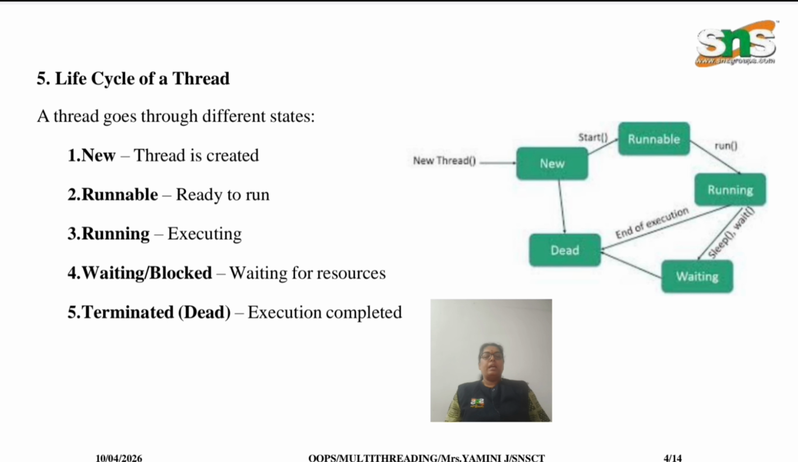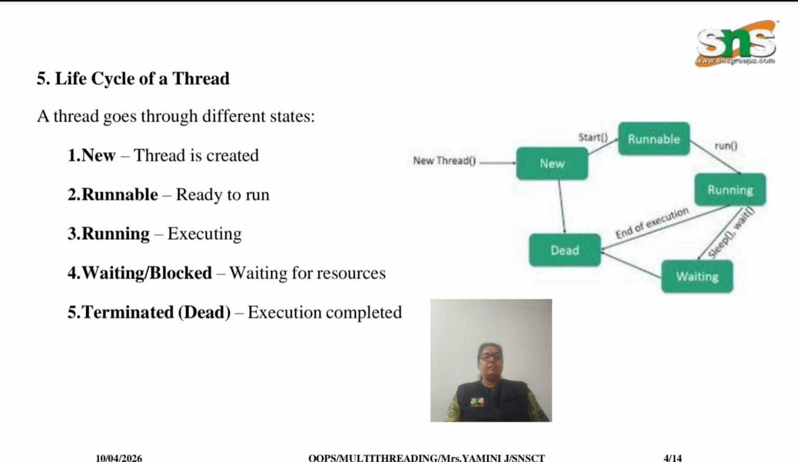Next one, life cycle of a thread. A thread goes through different stages during its execution. This is called a thread life cycle. The first stage is the new state, where the thread object is created. Next comes the runnable state, where the thread is ready to run.